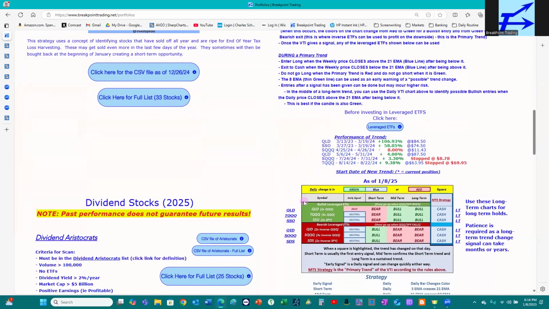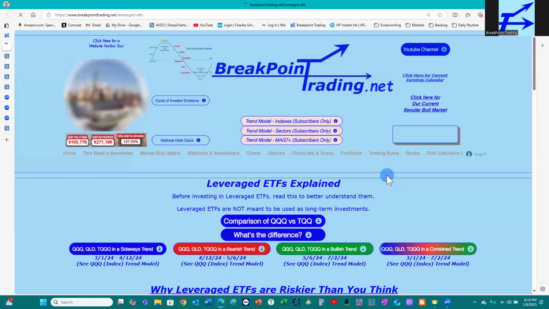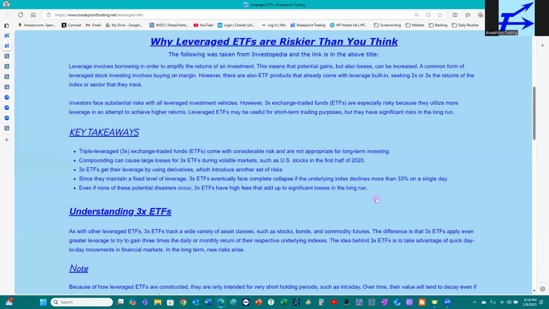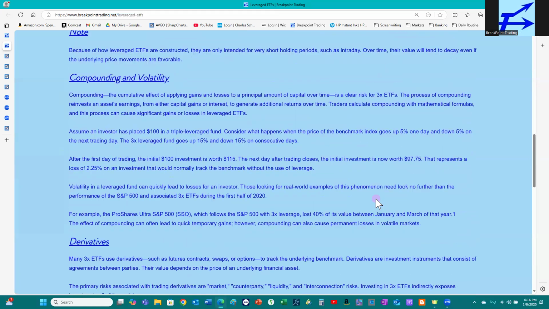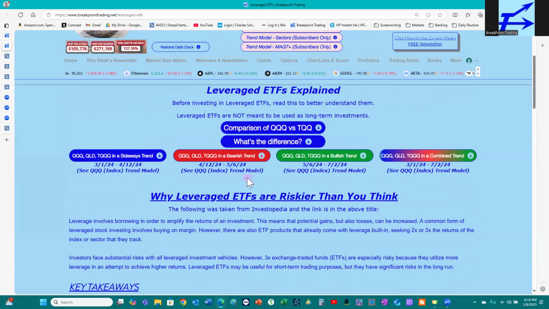One thing you have to understand about leveraged ETFs, and to learn more about it right here on the website, there is a link to learn about leveraged ETFs. The important thing to understand is that they rebalance nightly. So every night they will rebalance, which means over the long term, even a medium term, you may not get what you think you're going to get. So these are some examples right here.